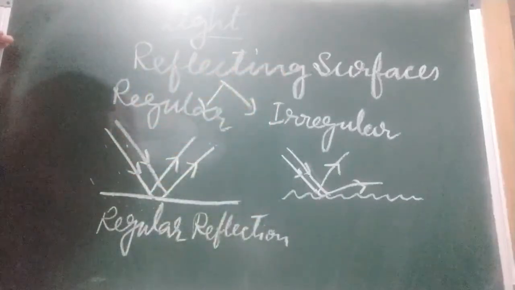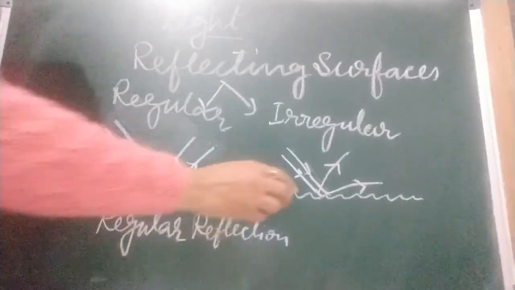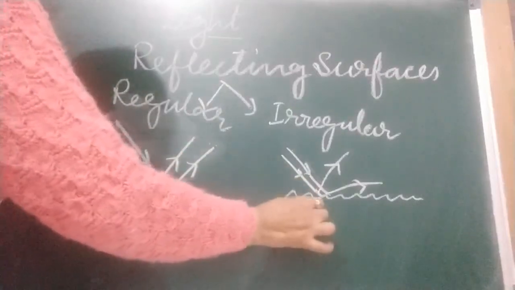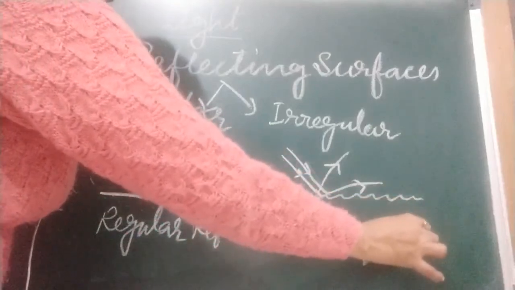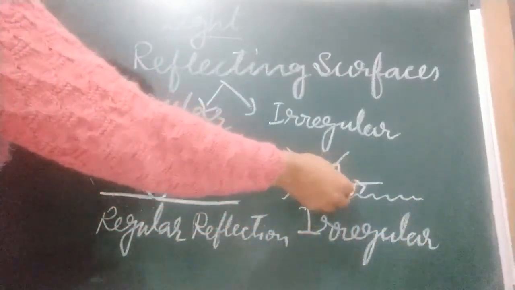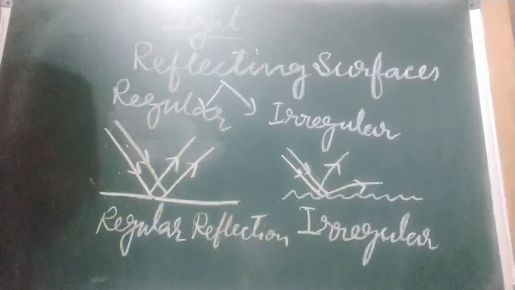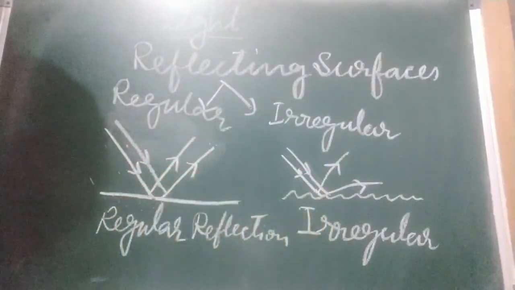The small bumps and irregularities on a rough surface cause each light ray to reflect in a different direction. This kind of reflection is called irregular reflection. Wood is an example of irregular reflection. We cannot see an image in it. So this is irregular and this is regular reflection.